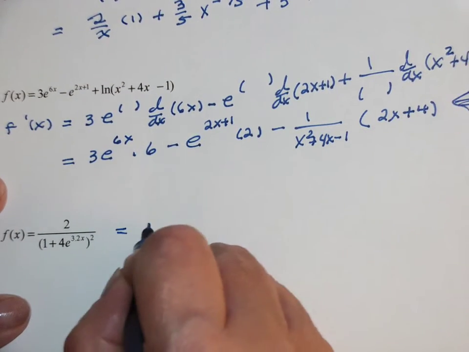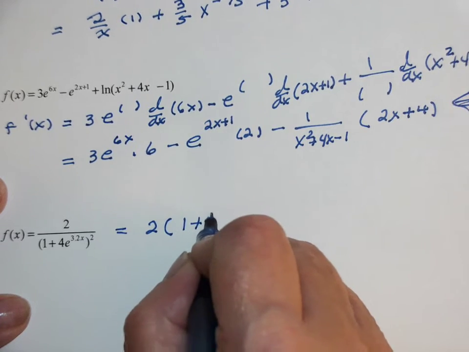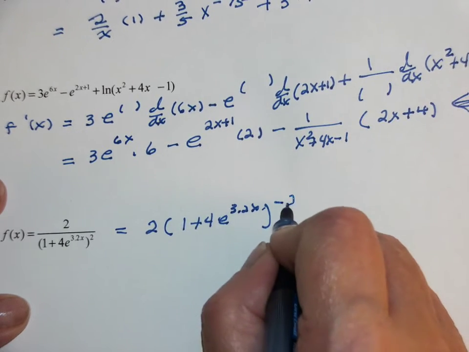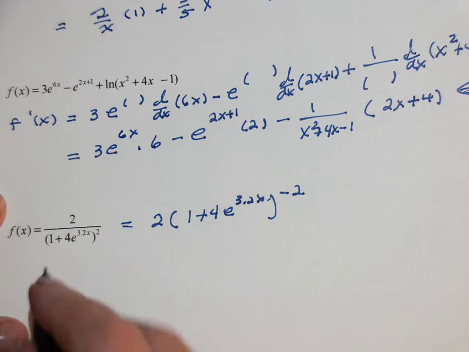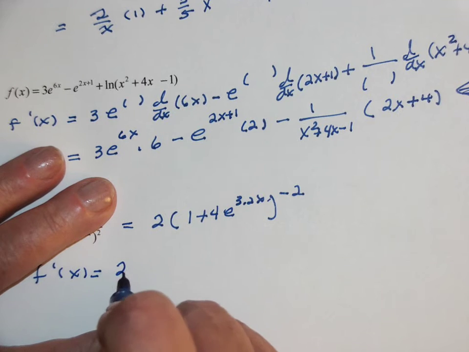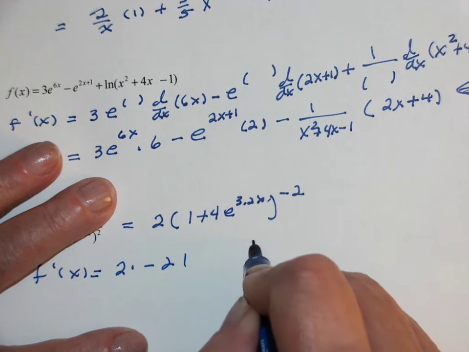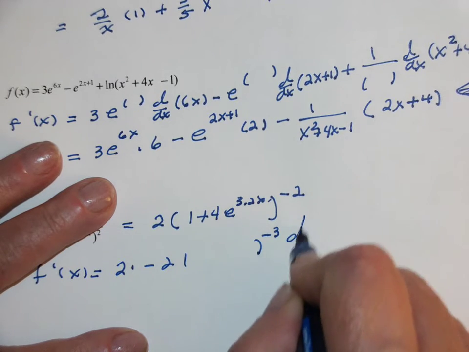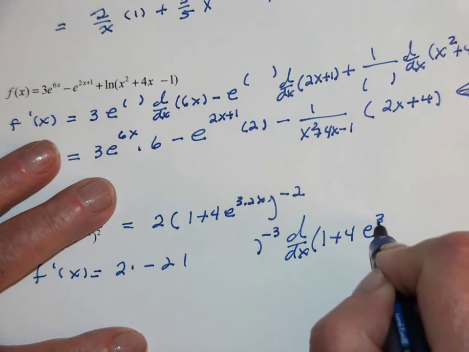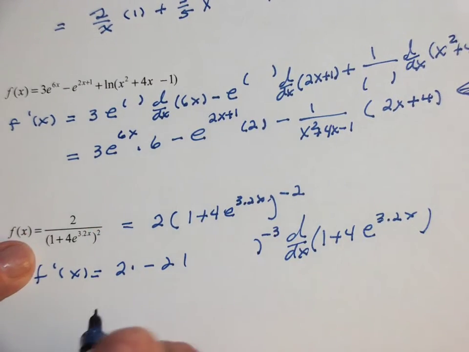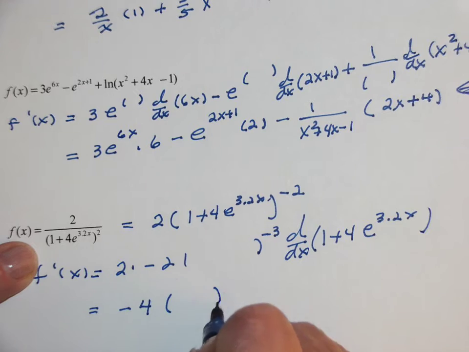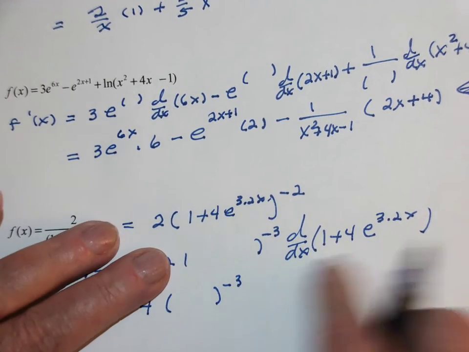Last but not least, we rewrite this as 2 times 1 plus 4 e to the 3.2x to the minus 2. Now this is just straight chain. F prime is 2 times minus 2 times the blob to the minus 3 times the derivative of the blob, 1 plus 4 e to the 3.2x, which is minus 4 times the blob to the minus 3 times the derivative of the blob.